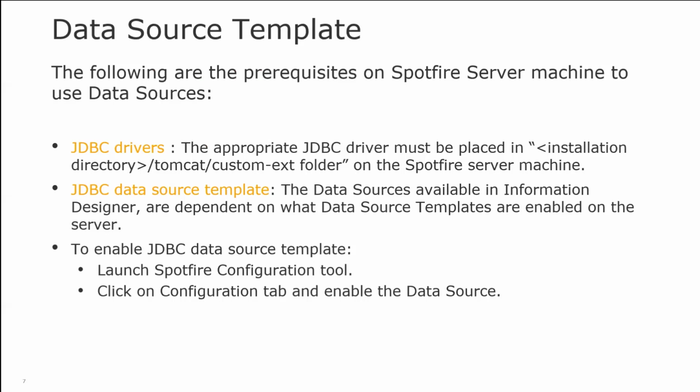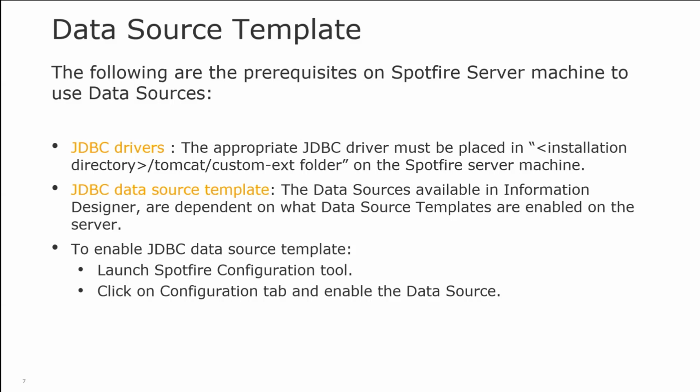Now imagine, I will give you a demo on this, but I'll just give you an overview and then I will switch to the demo. So imagine now you want a Teradata source. To have the Teradata source, first you need to have the appropriate JDBC driver, and you need to place it in the Spotfire server installation directory, Tomcat custom extension folder. Starting from 10.3, this is the folder location where we need to keep the JDBC drivers.